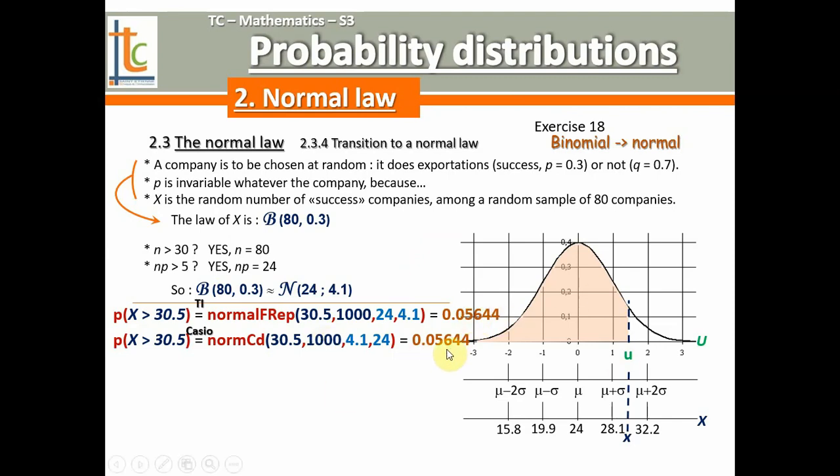The result, according to the normal distribution, is this one. Taking into account the binomial distribution, you will have a slightly different result, okay? But it mustn't be very far from this result. It has to be very close.